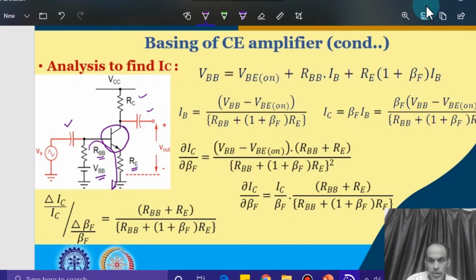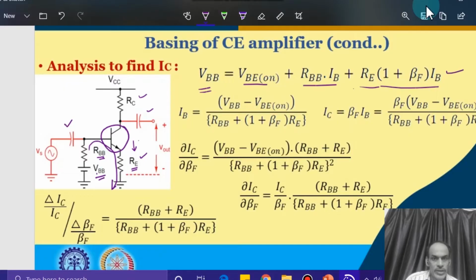So if we consider this loop at the base to emitter, we get the expression VBB equals VBE on plus the drop across this resistance RBB, which is RBB multiplied by IB, plus the drop across the resistance RE, which is RE multiplied by the emitter current. The emitter current we are writing in terms of base current, which is beta times IB plus IB. So this is the emitter current, and the drop across this resistance is RE into the emitter current.